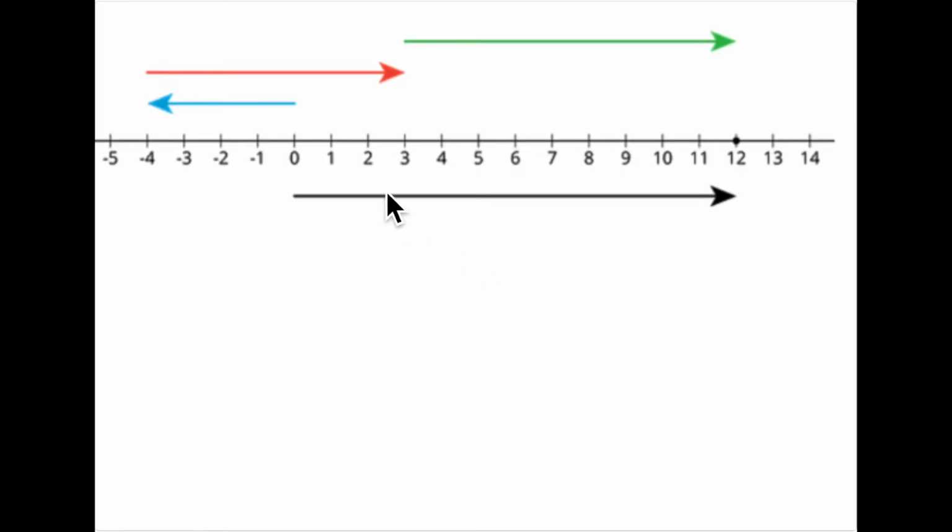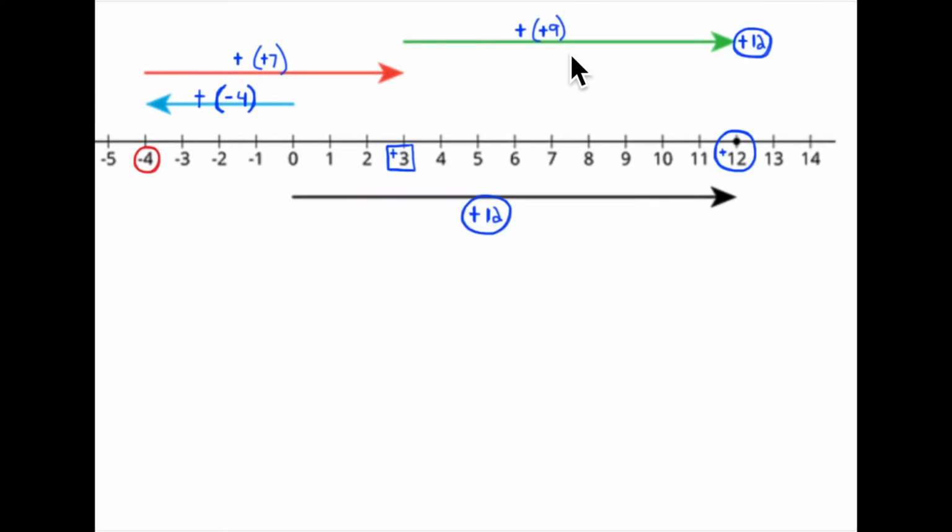So here is a series of arrows in this arrow diagram. And the first thing that I notice is an addition problem. So there are three addends. It's -4, a +7, and a +9. And you add those three addends together and you end up with a +12. So from 0 to +12 is the sum. And that's why there is a point at +12. So that is the sum of this problem.